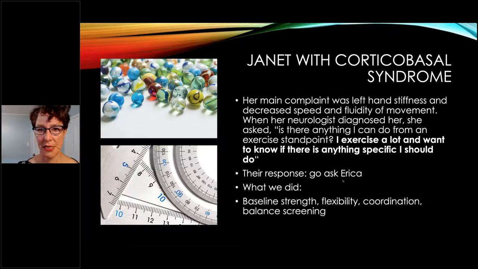So what we did was get a baseline, looking at her strength, flexibility, coordination, and balance screening, just because falls are really bad, so I want to do that with everyone. The reason I have a picture of marbles here is that although there are standardized tests, like moving pegs around, we didn't have that available at our clinic. So I used an empty Talenti ice cream container and put marbles in it. The task was to unscrew the jar, take out 5 marbles, and put them back in again, and compare one hand to the other. So we're working on very fine motor tasks. The protractors are to look at her available range of motion and make sure there weren't any restrictions.